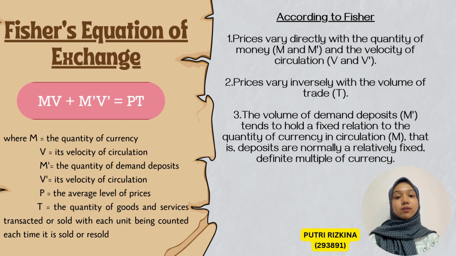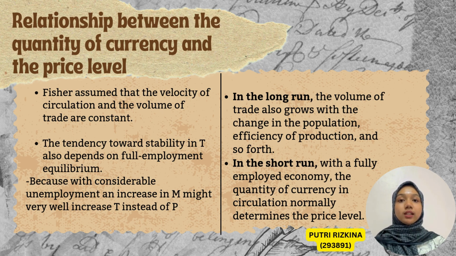The last one is that the volume of demand deposits, M', holds a fixed relation to the quantity of currency in circulation, which is M. So it will define a multiple of currency. So I will explain in detail the relationship between the quantity of currency M and the price level P. Fisher assumed that the velocity of circulation and the volume of trade are constant, which means V and T are constant.